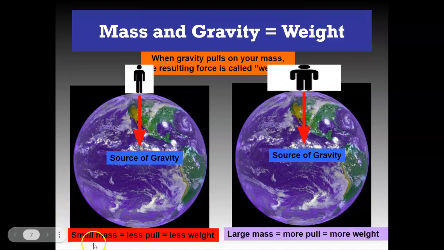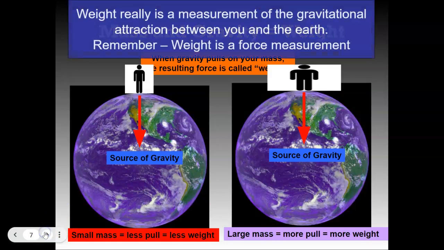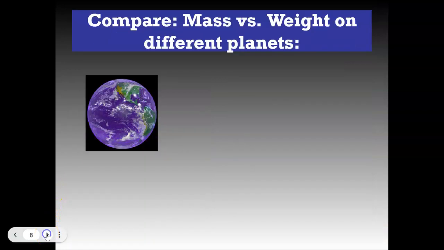Okay, so smaller mass, less pull, so less attraction, less weight, and the opposite is true. The more mass you have, the more you weigh because there's more of an attraction and more of a pull between you and the planet. So weight is really just a measurement of the gravitational attraction between you and the Earth. Weight is a force measurement, so we can actually calculate it.